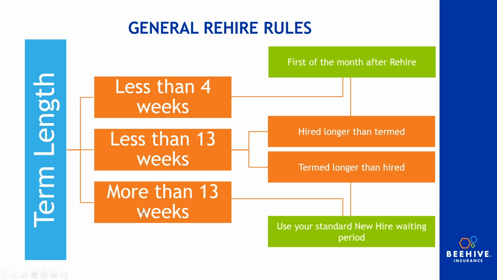If they were termed for more than 13 weeks, you can go straight to using your standard new hire waiting period. Keep in mind, if you are an educational institution, it is not 13 weeks that you're looking at, it's going to be 26 weeks. That ensures that teachers aren't consistently serving a new waiting period at the beginning of every school year, because summer is longer than 13 weeks long. So in general, these are your rehire rules that you should be following to the best of your ability.